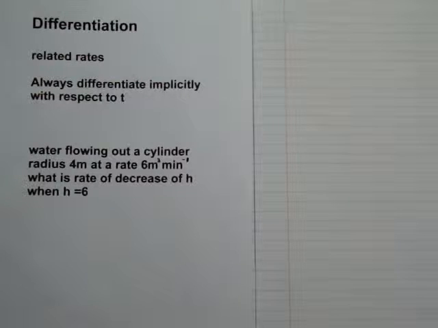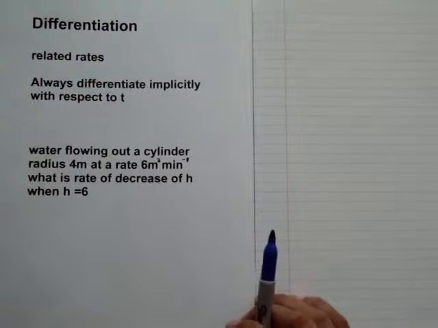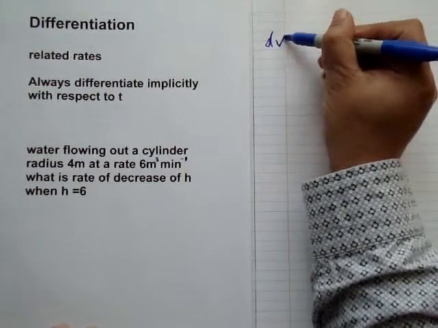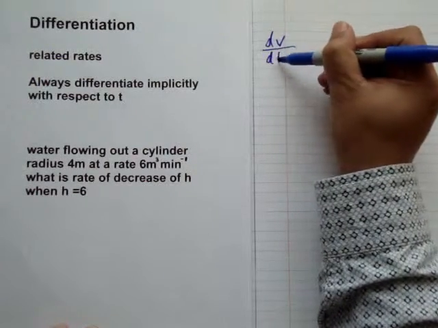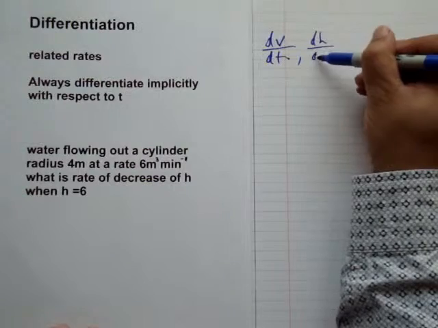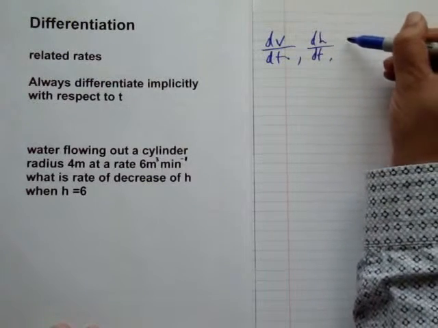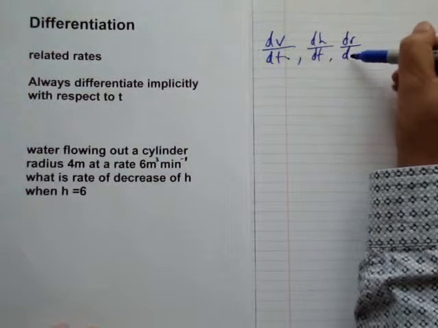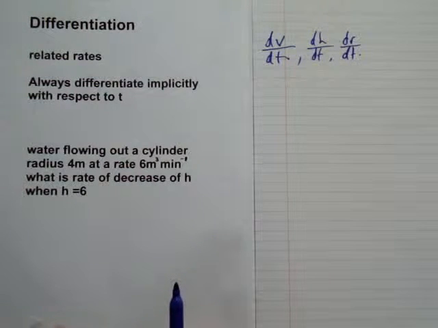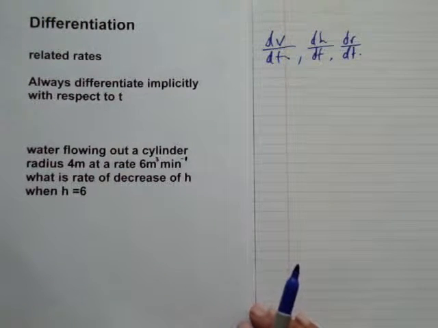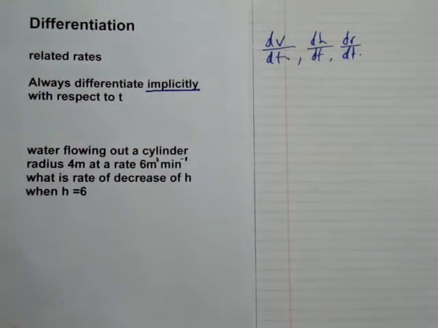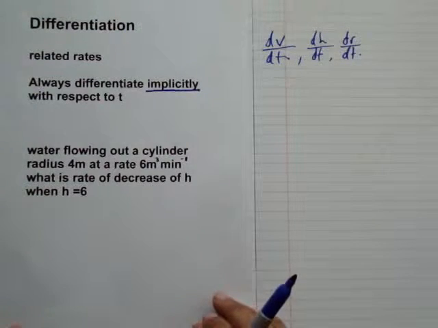Rates implies with respect to time. So with differentiation we write, if it's to do with volume, dV by dt, with height, dh by dt, with radius, dr by dt, always with respect to time on the bottom. And now when we're talking about related rates, we always differentiate implicitly with respect to t, and I'll give a little example of how this is carried out.